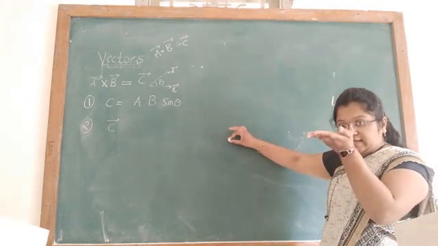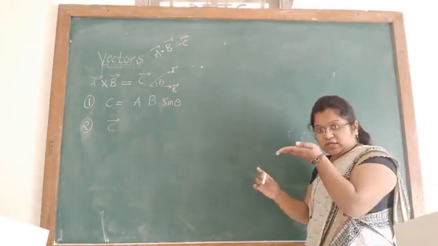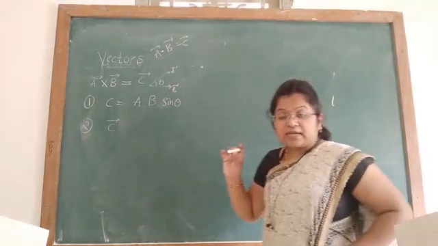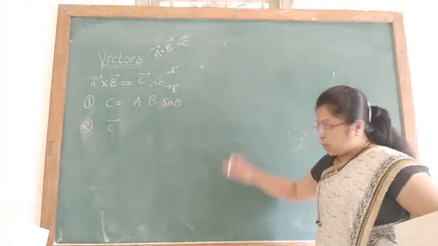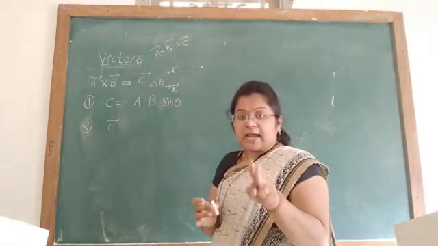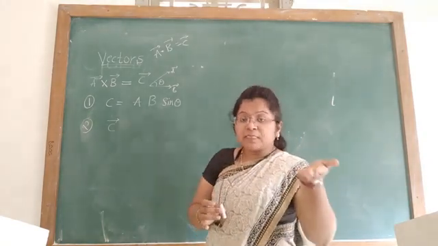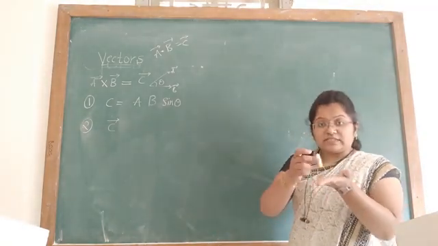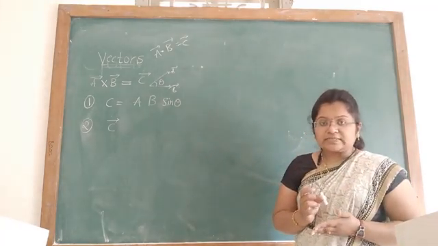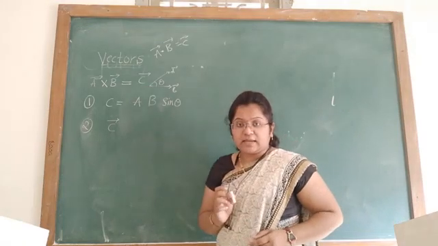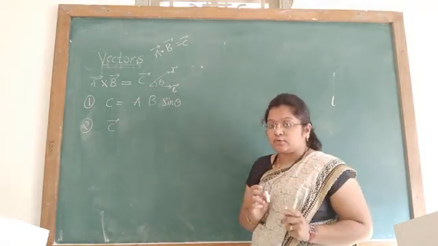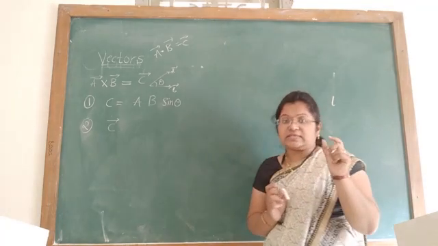I am holding the chalk piece like this, and the board is like this. This chalk piece is perpendicular, at 90 degrees, to the board. This means that if the two vectors A and B are lying on a plane, then the direction of C will be perpendicular to that. The direction of C can be given by the right hand rule and the right hand screw rule. I told these names in the last class.